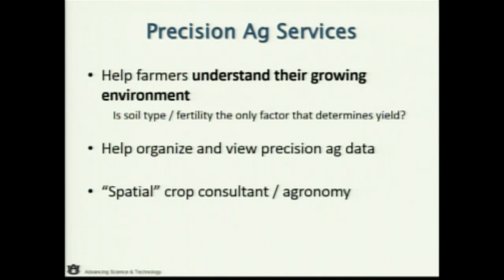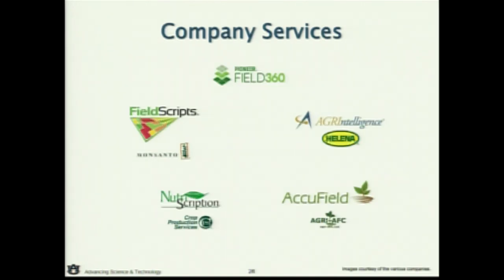These services are helping you organize and view your precision ag data. A lot of times they're bringing the agronomy aspect and being that agronomy consultant, but building that spatial or site-specific management programs that we've seen in some of the earlier maps in this session. But all these services are rolled out. Not all of these are available today in Alabama. I'm just saying all of our input suppliers, Pioneer, DuPont Pioneer has their Field 360 that they're starting to run. We've got Monsanto and their FieldScripts. We've got Helena, AgriAFC, CPS, all rolling out services to help manage data, but to drive information back to the farmer to make changes, and they want yield data. They will tell you that's probably number one on their priority.